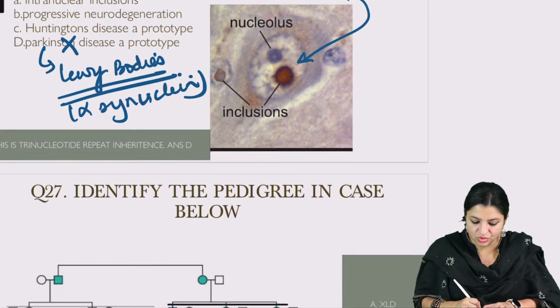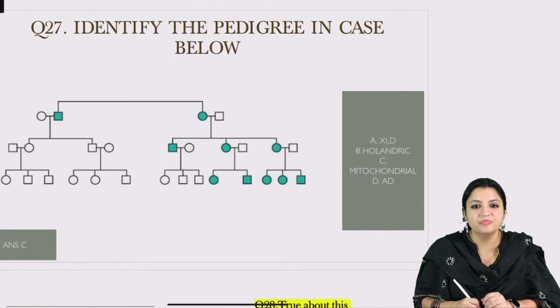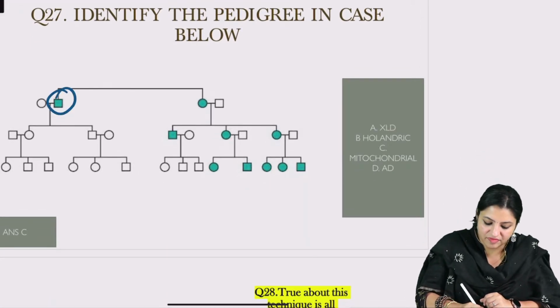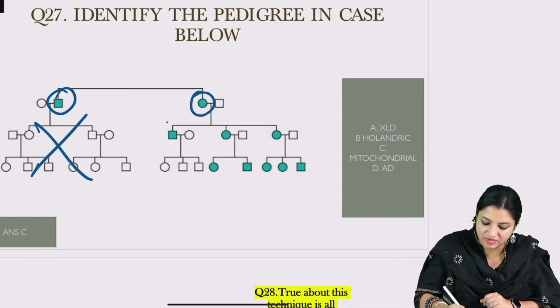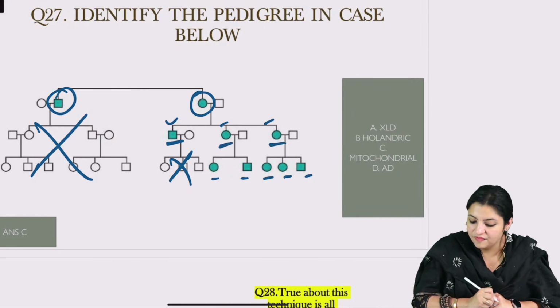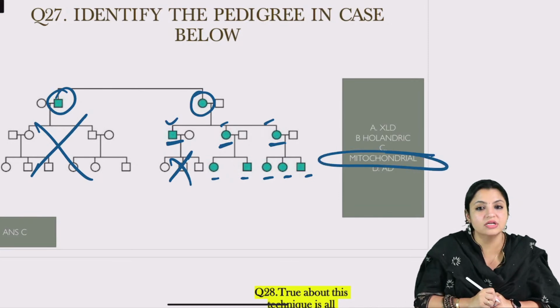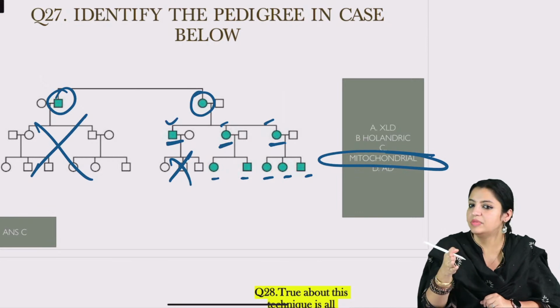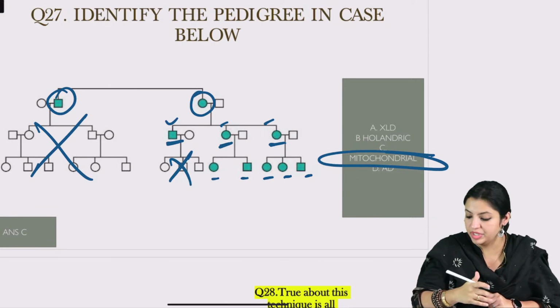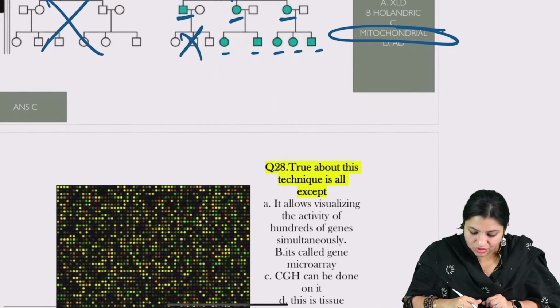Okay, let's go to the next question. Quick. Identify the pedigree in this case. So it's super easy, isn't it? When father is affected, nobody is affected. When mother is affected, all the children are affected. When father again is affected, nobody is affected. When mother is affected, everybody is affected. Very characteristic mitochondrial inheritance. So that is your mitochondrial inheritance pedigree. Pedigree is a very important question, guys. So you should know how to identify the pedigree, right?